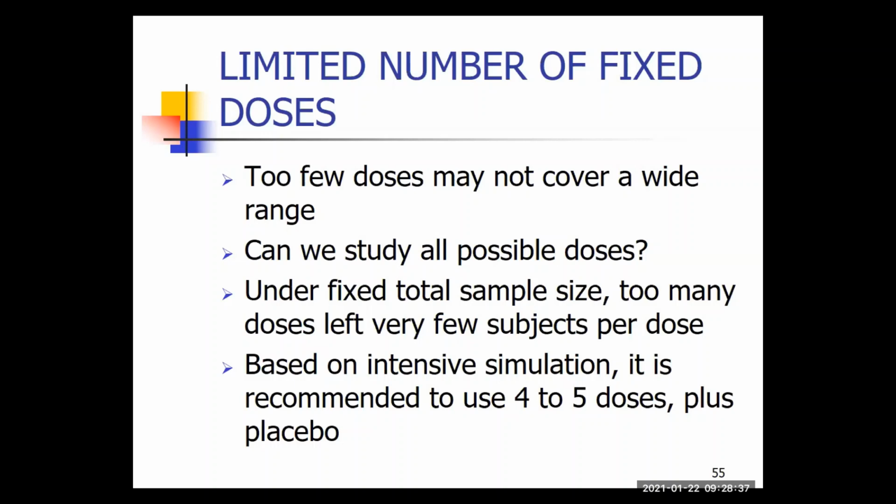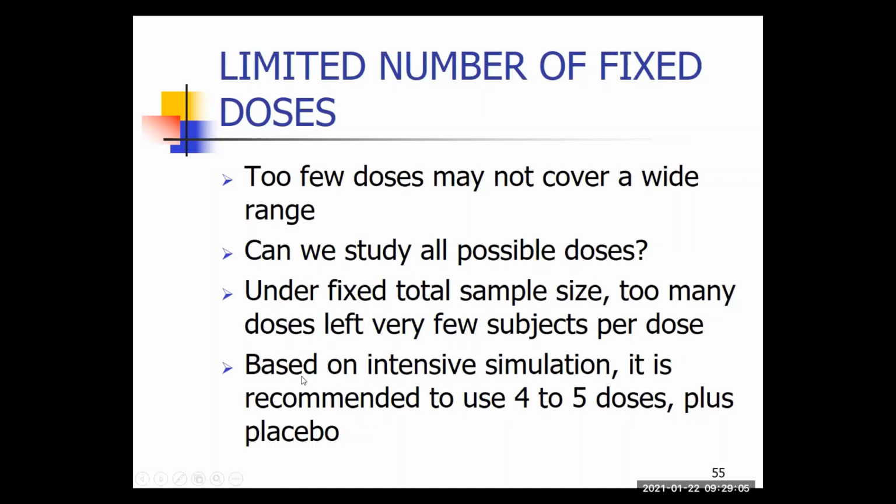Now, if you want to incorporate a few more doses, say 4 doses plus placebo, fine. You still have 60 patients per group, right? And you can go to 5 doses. All right, you go to 5 doses plus placebo, you got 50 patients in each group. Well, that's reasonable. So under fixed total sample size, too many doses left very few subjects per dose.